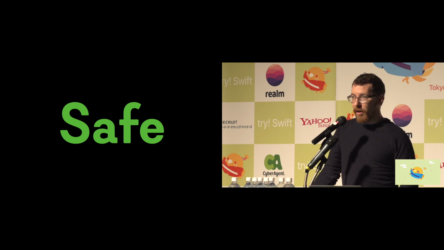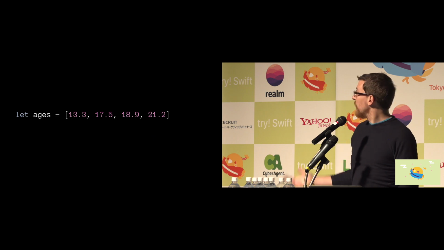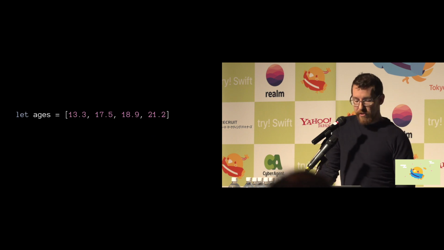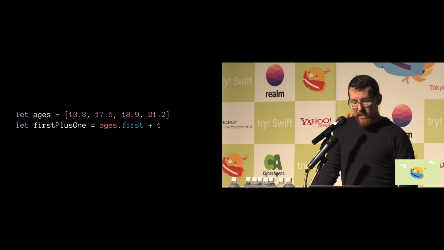Optionals are obviously a big part of that safety, since they make it really easy to work around things like null pointer issues. As an example, I have an array of ages that I'm going to use for some calculations, and we'll see how well Swift's safety protects me. Here's a case where optionals really help prevent an error on my part. The first property of an array is an optional, so if I try just to add 1 to it, the compiler lets me know there's a problem.